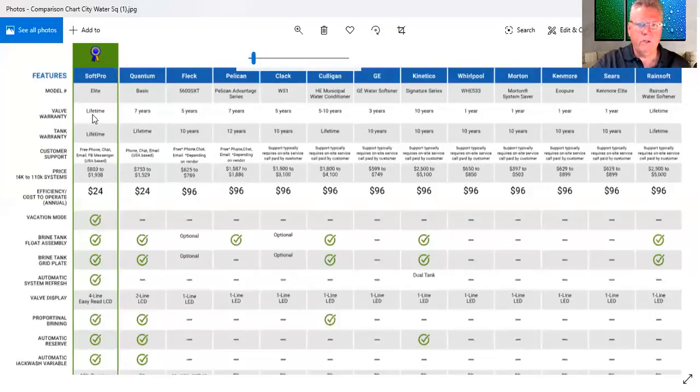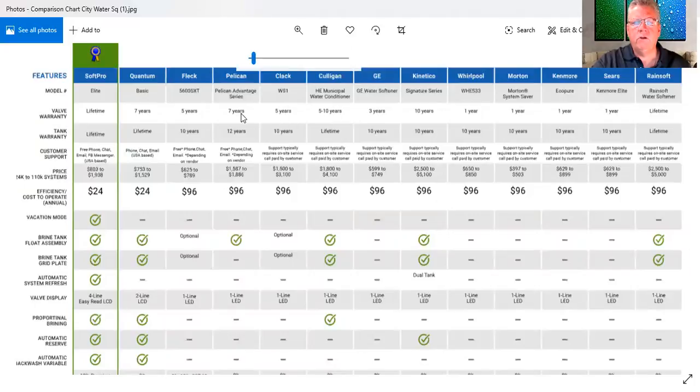Valve warranty is very important because the valve is basically the heart of the system. That's the mechanical part of the system, so if something's going to go wrong, that's usually where it's going to happen. The valve warranty on the Soft Pro Elite is a lifetime warranty. The Quantum has a 7-year warranty. Fleck has a 5-year warranty. And Clack and Colligan, Clack has a 5-year warranty as well.